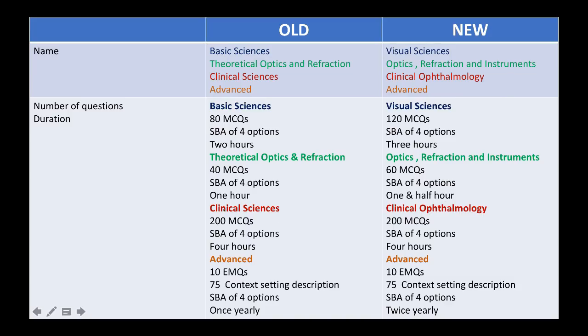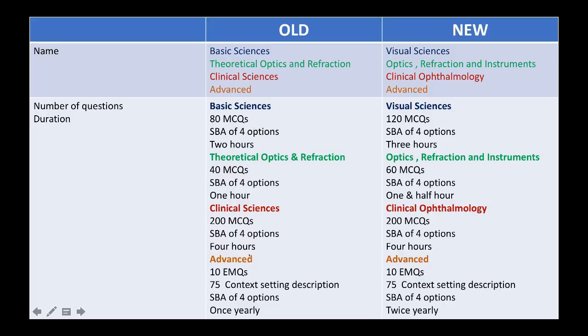The clinical science also changed to clinical ophthalmology, but it is just the name. The structure of the exam hasn't changed. It is the same number of questions, about 200 questions of single best answer of 4 options, for 4 hours.